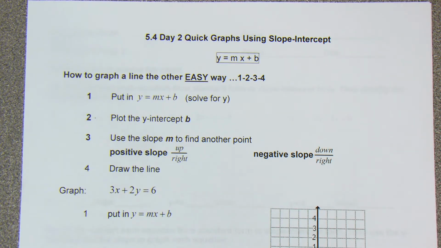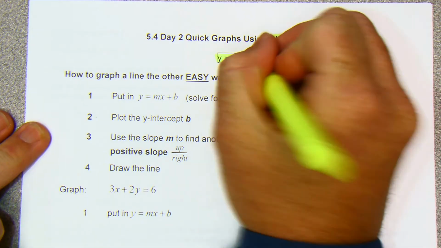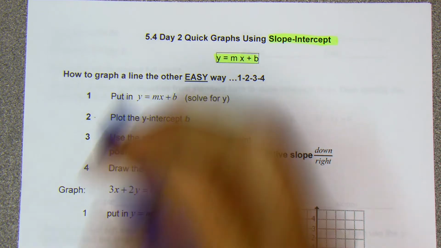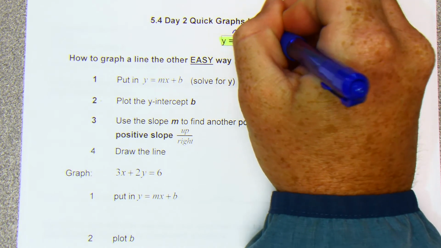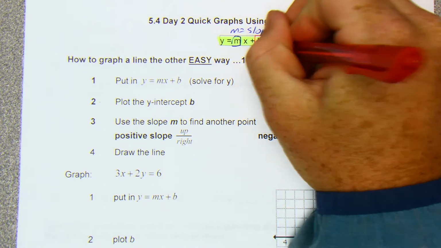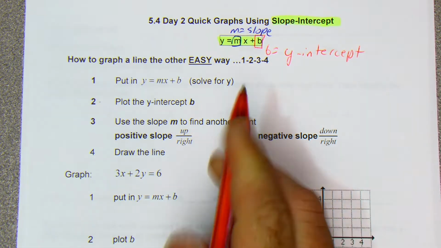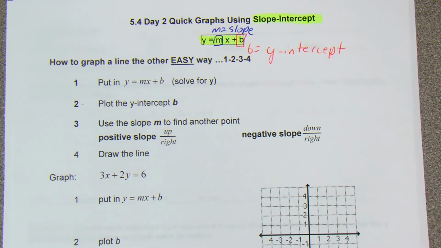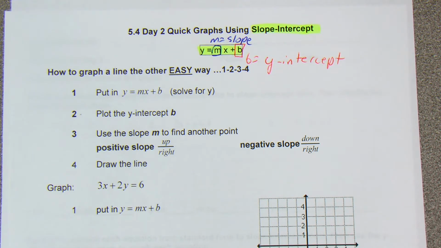So yesterday we did the same thing. Remember, we're talking about this word right here, slope intercept form, and that is y equals mx plus b. Slope intercept form is y equals mx plus b, where m is our slope and b is our y-intercept. So these are going to be exactly the same as what we were working on yesterday.